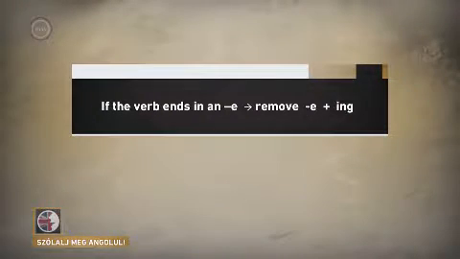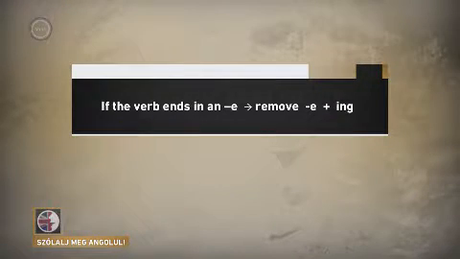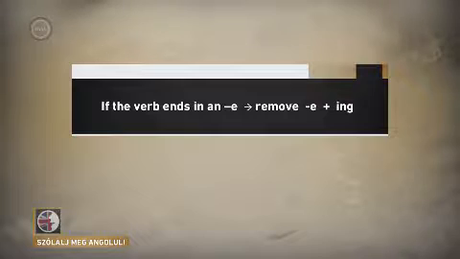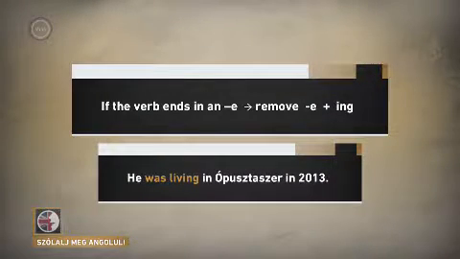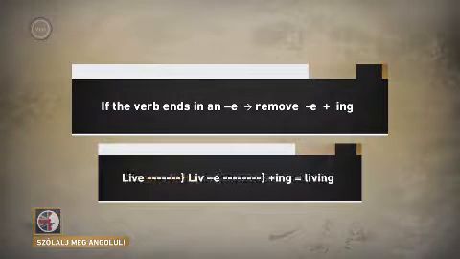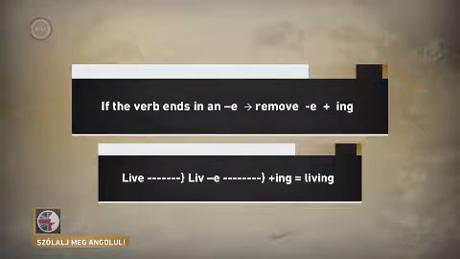Okay, so we know that we need the past simple of the verb to be. And what else do we have to do? Correctamundo! We have to add ing to the end of the verb that we want to use, don't we? And when we add ing to the infinitive of the verb, we sometimes have to be a little bit careful with the spelling. If the verb ends in an E, then we have to remember to remove the E before we add ing. So, in the sentence, he was living in Alpustaser in 2013, we know that we remove the E from the end of the verb to live and then add ing.